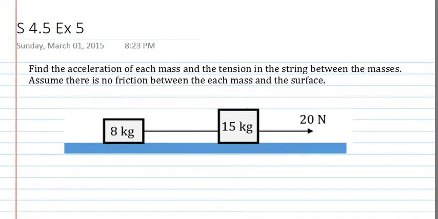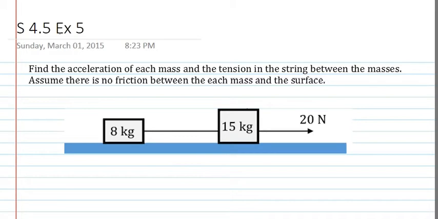Suppose we have two masses that are going to move in the horizontal, and they are connected by a string. A 20 Newton force is applied to the 15 kilogram mass, and the direction of the force is to the right, as in the picture, and it's going to cause the masses to accelerate to the right.